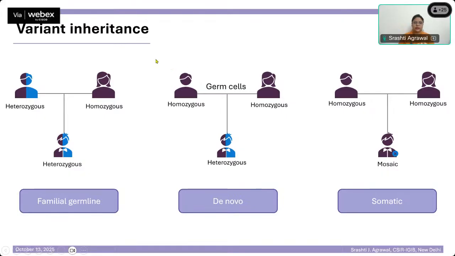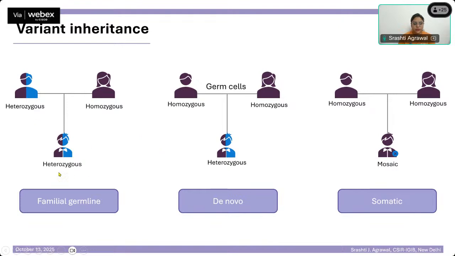So these variants are inherited either in a familial manner or in a de novo manner. So, for example, in a cross of mother and father, if the father was heterozygous for a mutation, then there is a 25% chance that the progeny would be heterozygous as well.